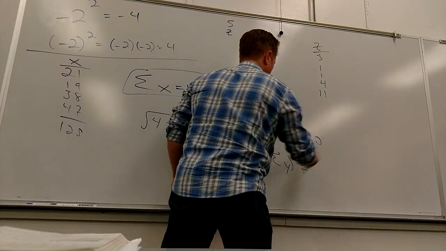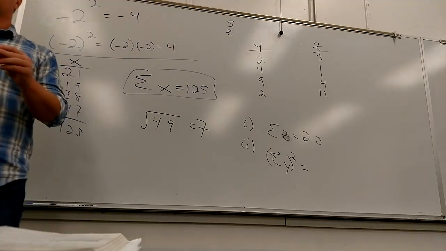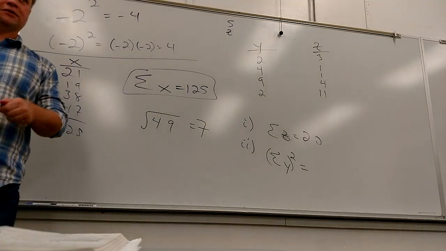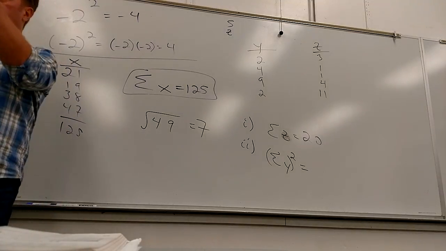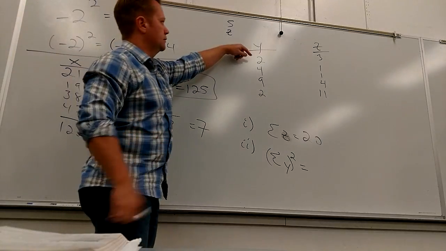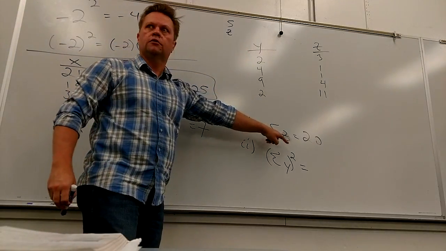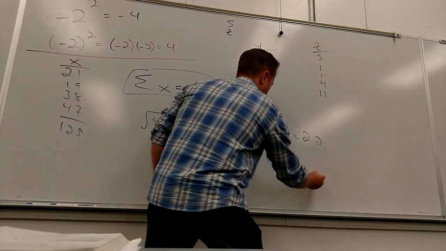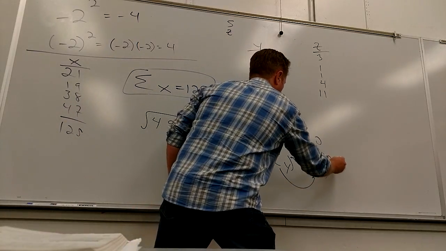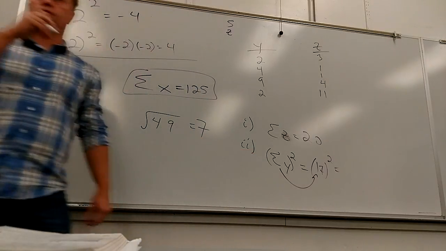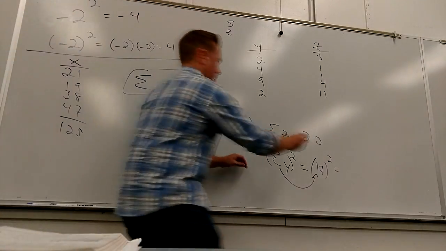Now what does this say to do? What do you have to do first? What's order of operations say you must do first? Add up the y. Yeah, do the inside of the parentheses. So what's the sum of the y's? 17. And then you square it. So you get sum of y is 17. And what do you get when you square 17? 289.